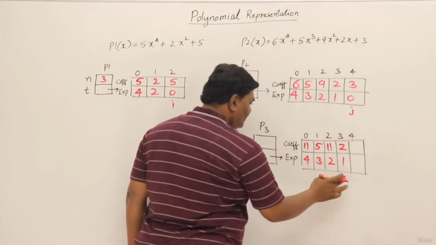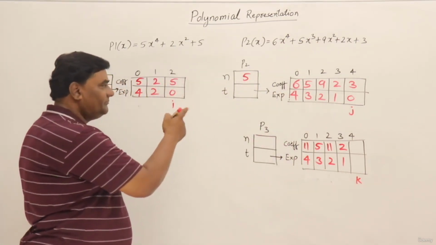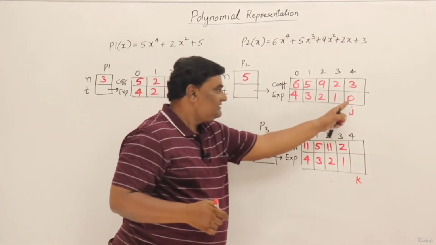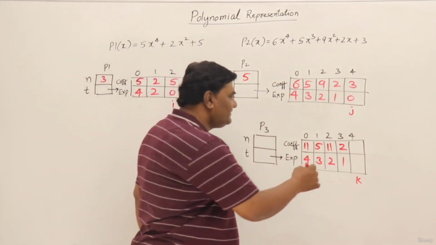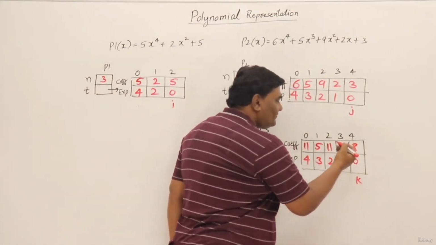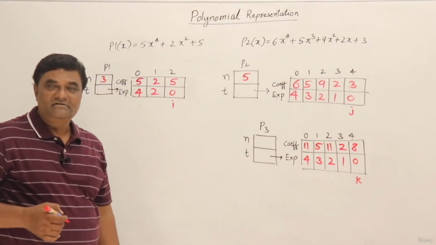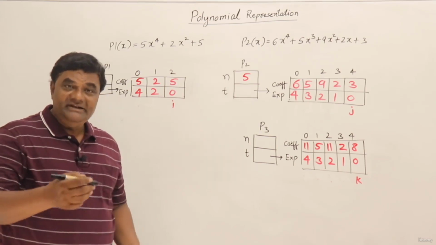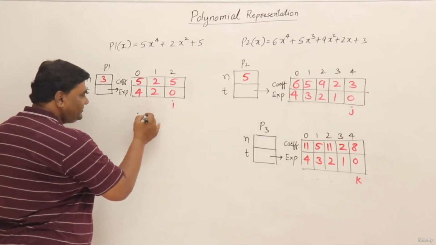Move j. Move k. Now check powers. Both are equal. 0, 0. Then add coefficients. 5 plus 3, 8. 8, 0. That's all. They are added. Then let us write a piece of code for doing this one. i is initially 0.